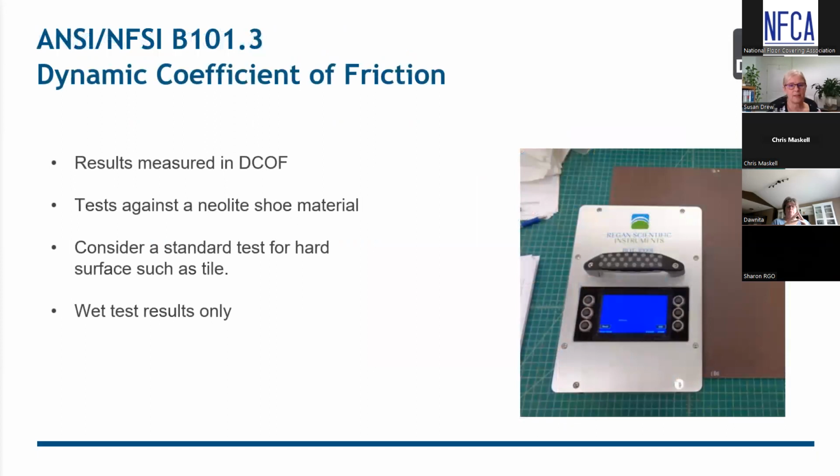The next test method is the ANSI B101.3. This test measures the wet dynamic coefficient of friction of common hard surfaces, such as tile. It's a portable machine called the BOT 3000, and it tests the dynamic coefficient of friction of any hard surface floor that you want to test. There is currently some controversy around this test methodology. ANSI B101.3 has lapsed and is being replaced by the ANSI A326.3.